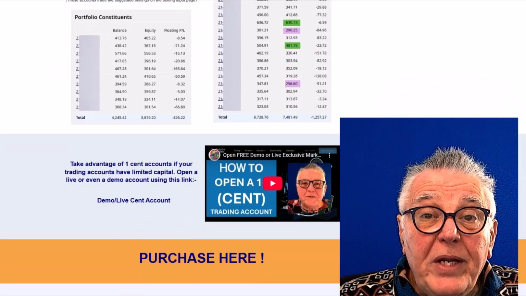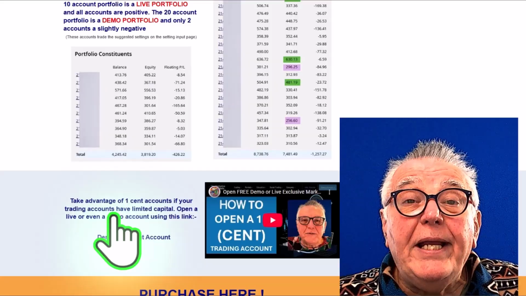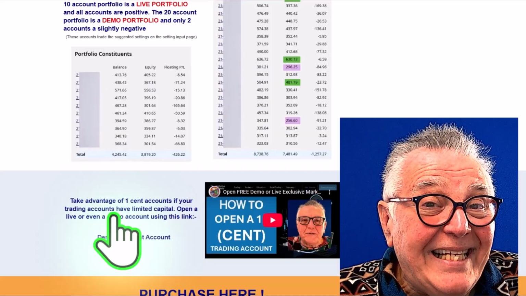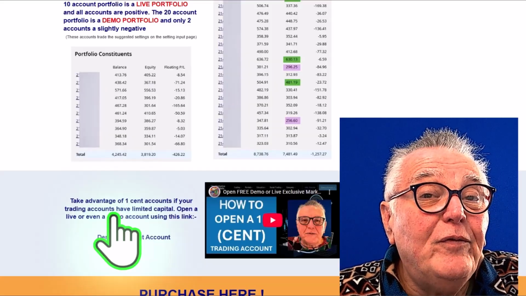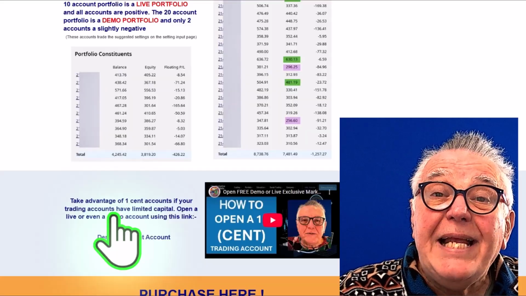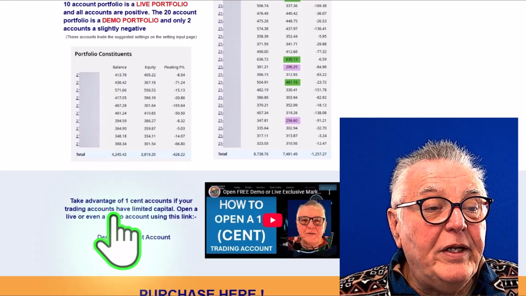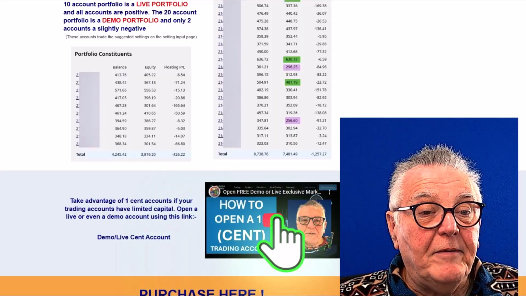If you don't have $300, you can use cent accounts. Cent accounts allow you to trade an amount in cents rather than dollars. So if you, for instance, got $100, that will be equal to $10,000 on a cent account. Have a look at this video. It explains it in a little bit more detail.